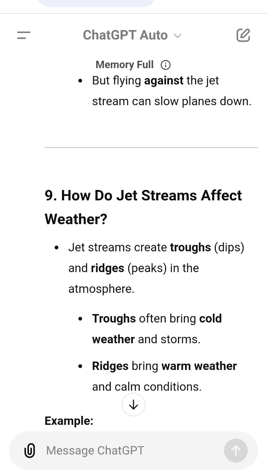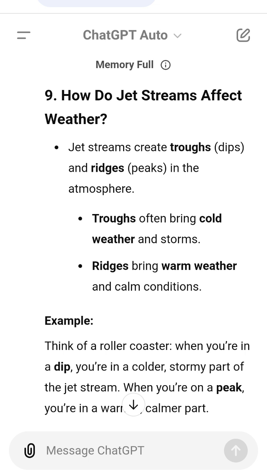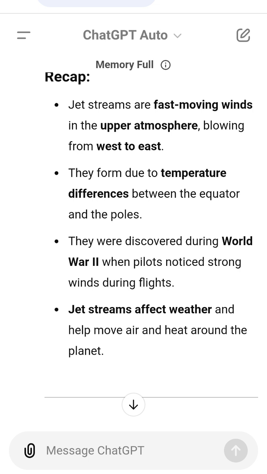Recap. Jet streams are fast-moving winds in the upper atmosphere, blowing from west to east. They form due to temperature differences between the equator and the poles. They were discovered during World War II when pilots noticed strong winds during flights. Jet streams affect weather and help move air and heat around the planet.